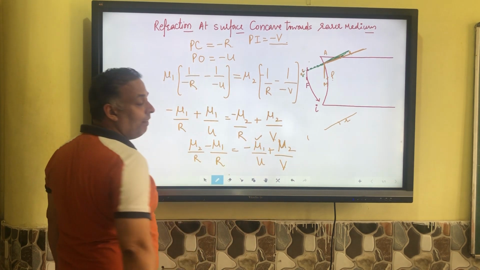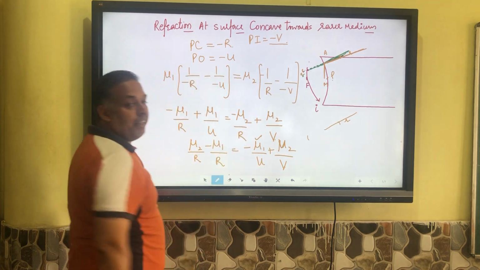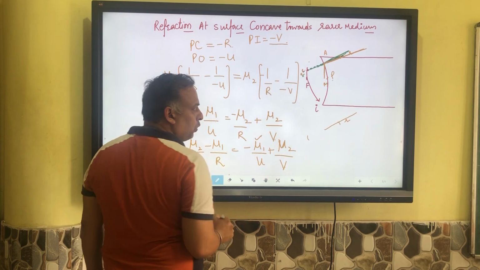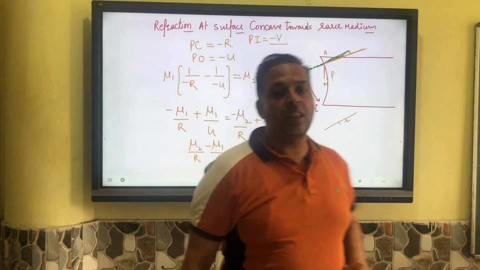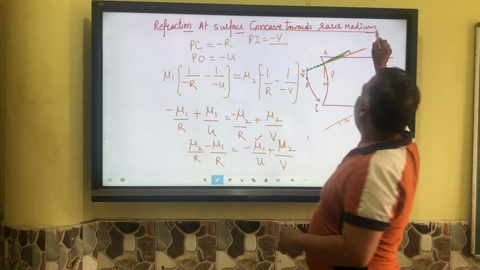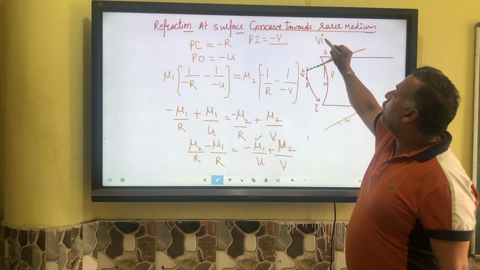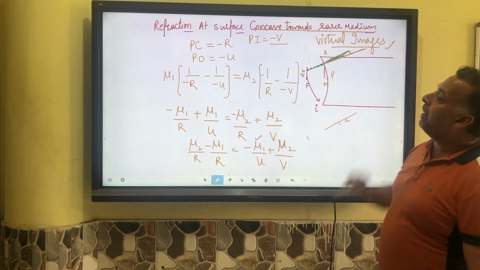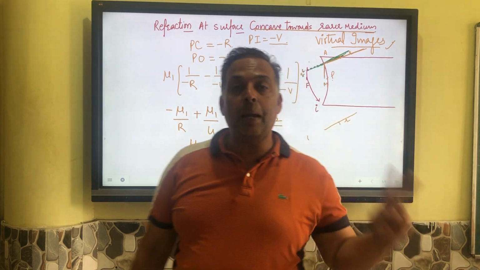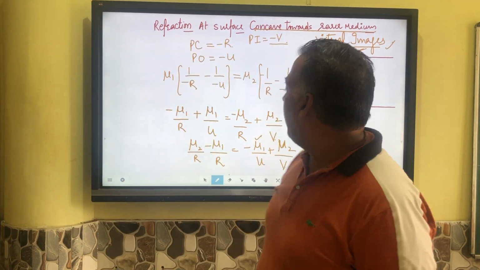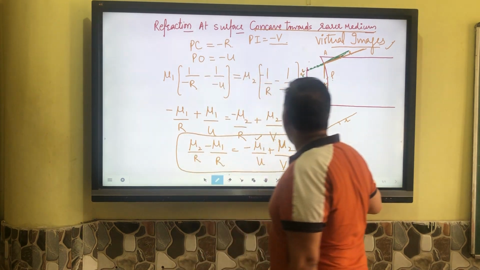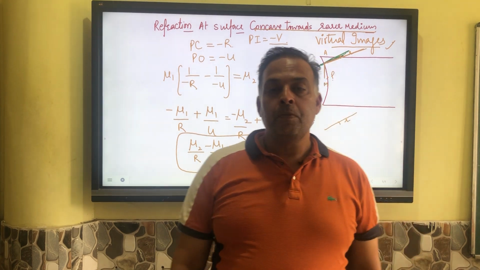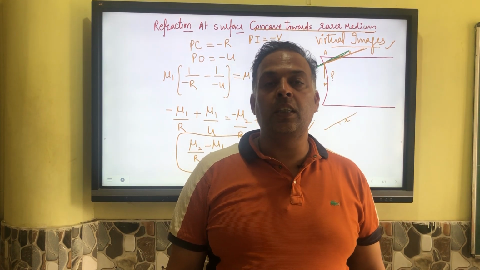The object was in the rarer medium, so this is the refractive index of the rarer medium. The image may be supposed to be in the denser medium, but it is a virtual image, because when the concave refracting surface is towards the rarer medium, it always forms virtual images. So concave surfaces form virtual images, but convex surfaces form both real as well as virtual images. So this is the formula: minus mu1 upon U plus mu2 upon V is equal to (mu2 minus mu1) upon R.